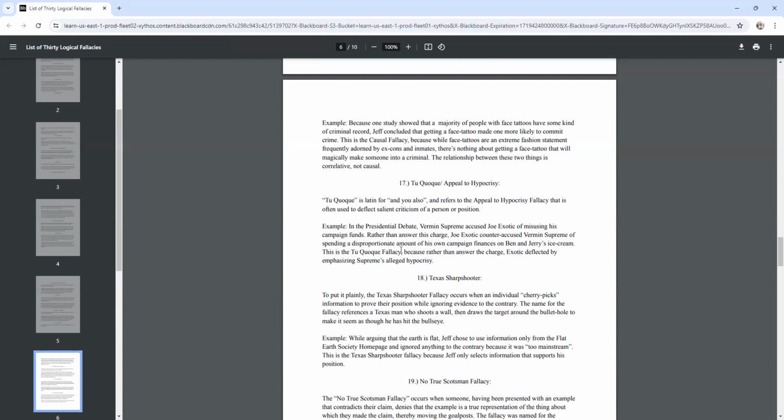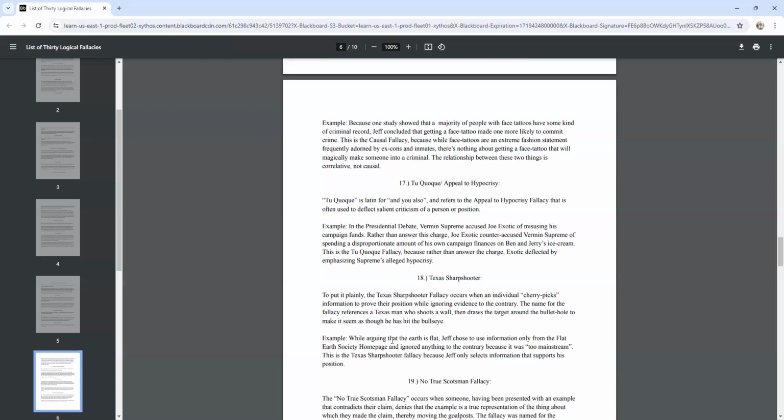This is the tu quoque fallacy because rather than answer the charge, Exotic deflected by emphasizing Supreme's alleged hypocrisy. Well, Vermin Supreme spending money on ice cream doesn't mean that Joe Exotic didn't misuse his funds, right? That was used as a deflection tactic, an appeal to his hypocrisy. It's what you say to your mom when she accuses you of stealing the cookie from the cookie jar and you accuse her of sneaking Twinkies in the night. Yeah, that may be true, but she's the adult, you're the kid, you shouldn't have stolen the cookie, case in point.